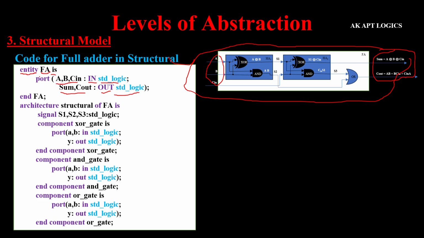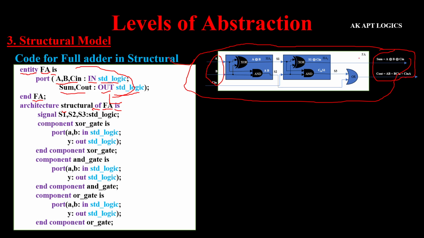I'm ending the entity that I have started with the entity name FA, and starting the architecture. This is the most important point. Architecture: I am writing the structural model, so I have given the name as structural. It is not predefined; it's user defined. Of is a keyword, and FA is the entity name. For this entity only, we are going to write the full adder, right? We are going to write the code, right? So I have mentioned FA, and is is also a keyword.